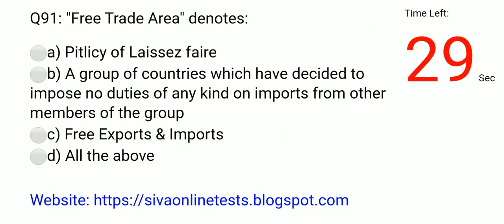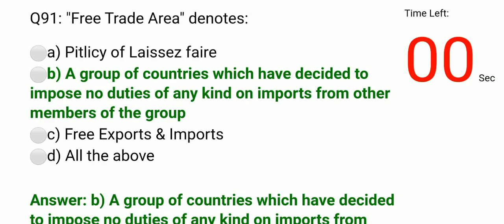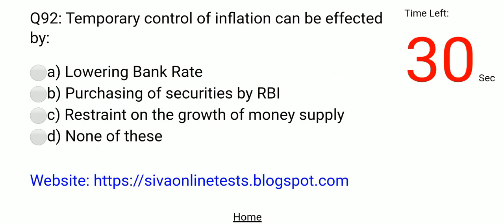Question 91. Free trade area denotes. Options. A. Policy of laissez-faire. B. A group of countries which have decided to impose no duties of any kind on imports from other members of the group. C. Free exports and imports. D. All the above. Answer. B. A group of countries which have decided to impose no duties of any kind on imports from other members of the group.